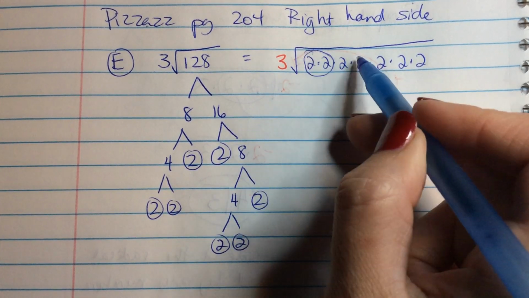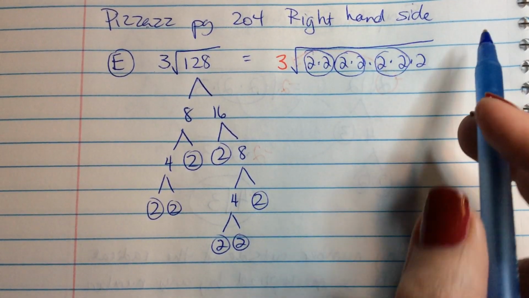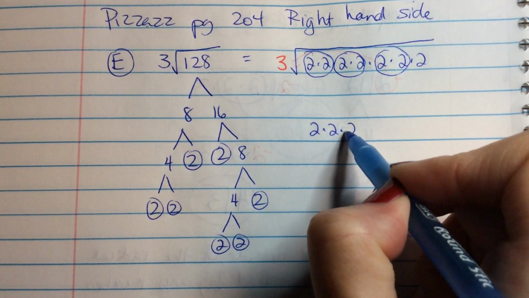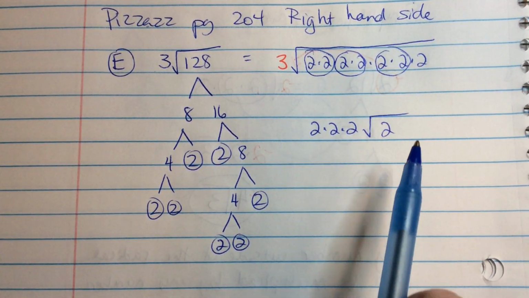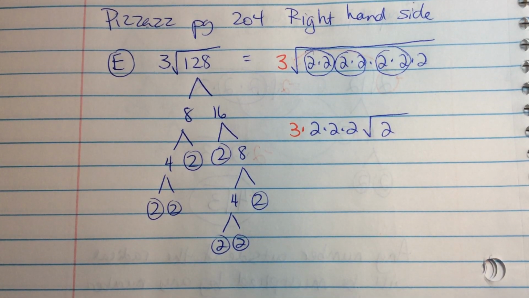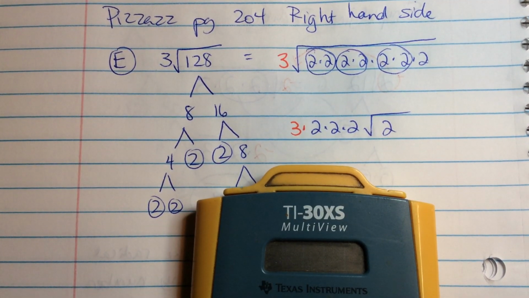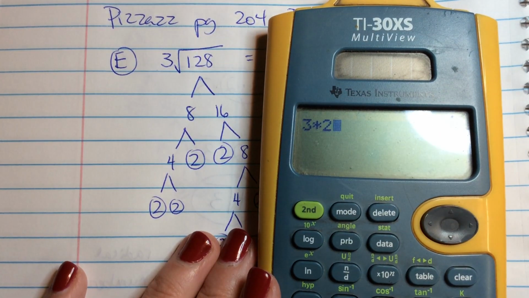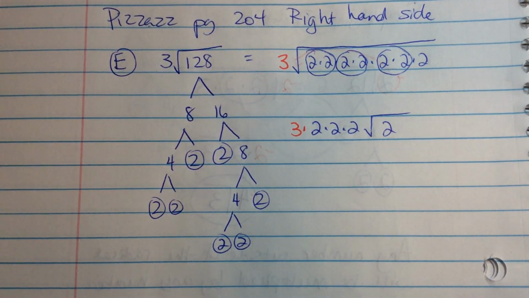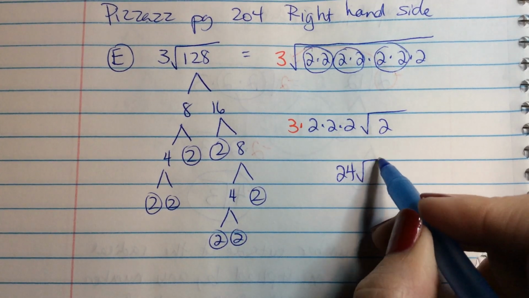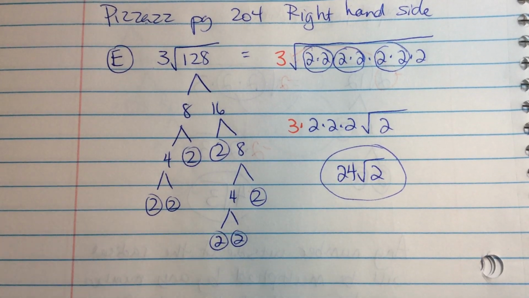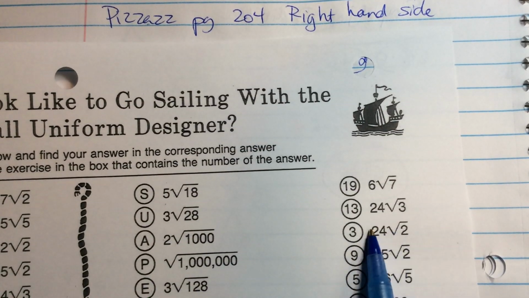So let's do our job. Circle any pairs. All right, so we have 3 2s that are going to come out front. So we have 2 times 2 times 2, and then we have 1 2 that has to stay in the house. And then we also have the 3 that was out front from originally. And so now I'm going to do 3 times 2 times 2 times 2, and I get 24. So this is going to be 24 square roots of 2, and that's fine. That's fine that that's our answer. In fact, right here it is, 24 square roots of 2.